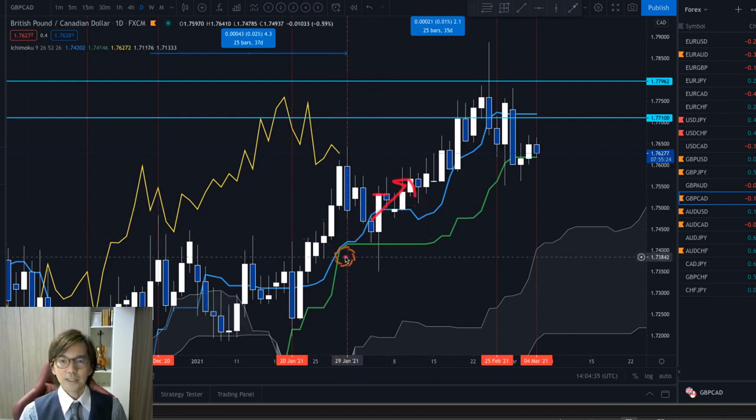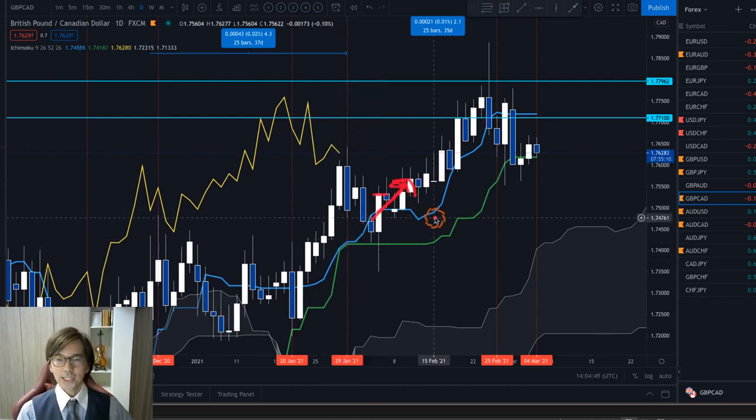So after this gold cross, well, actually in this case there was a slight overlap of the Kijun Sen and Tenkan Sen, and this was almost a gold cross, and the market kept going up this way. So that was another example.